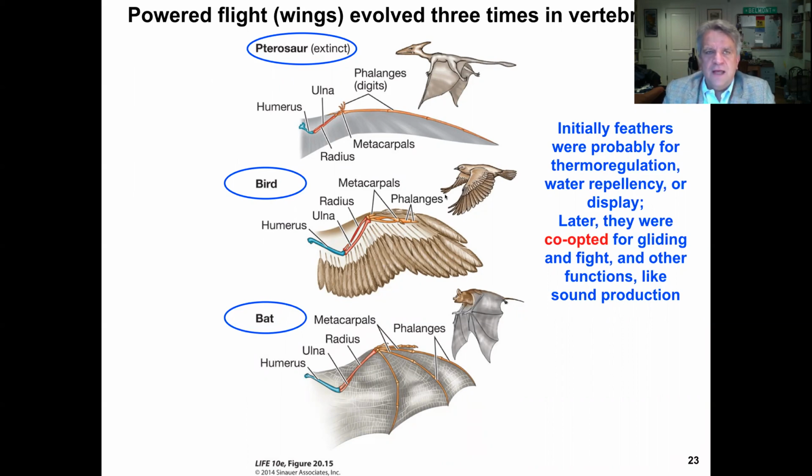So it's thought that the initial function of feathers in theropod dinosaurs was probably for thermal regulation, perhaps repelling water, or some type of within or between species displays. Then feathers were later co-opted for gliding and flight and other functions that we see in living birds, using their feathers for functions such as sound production.